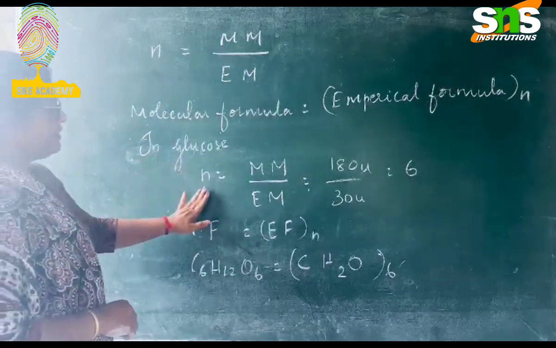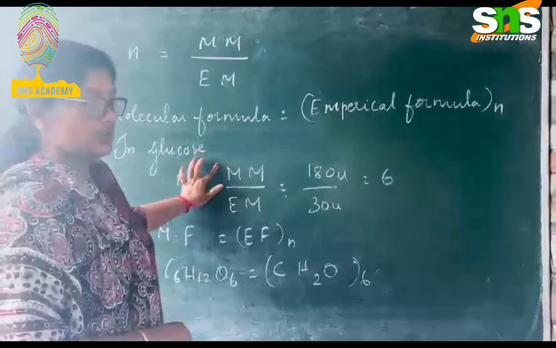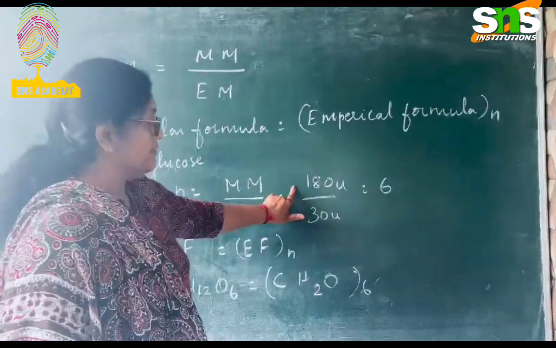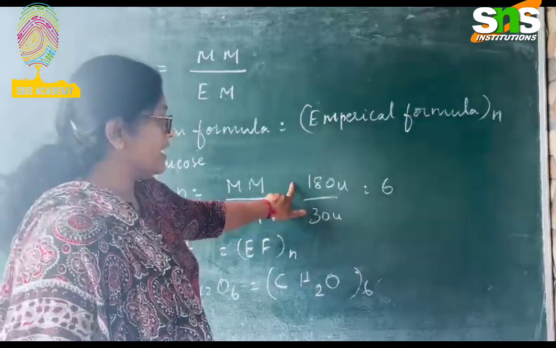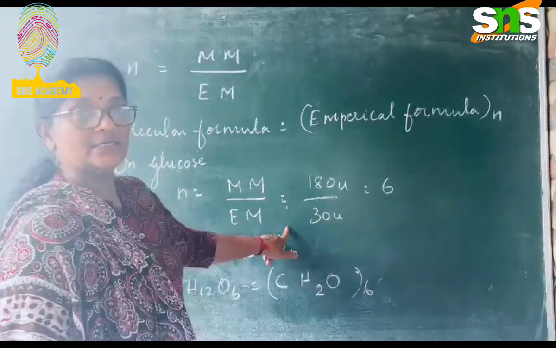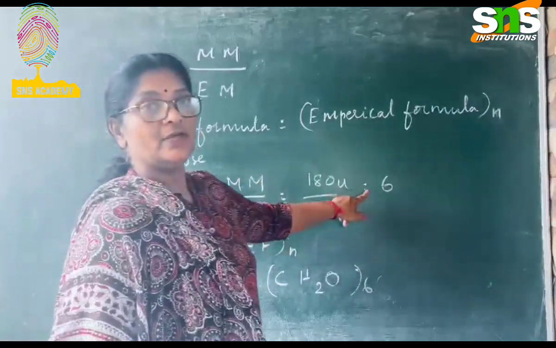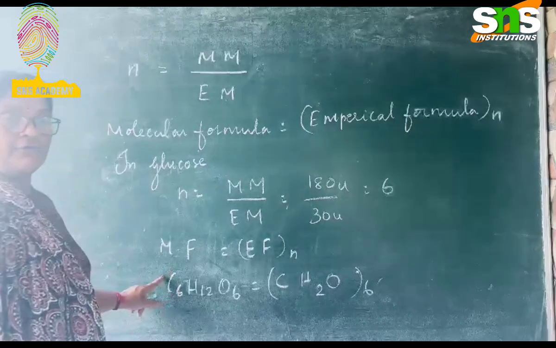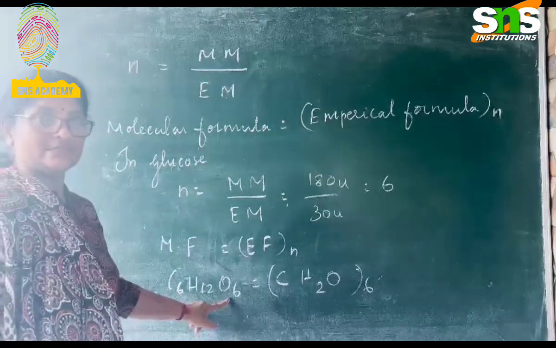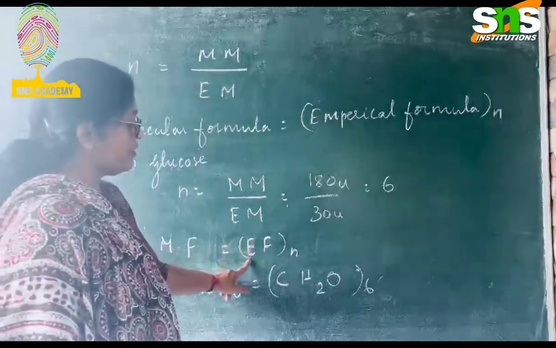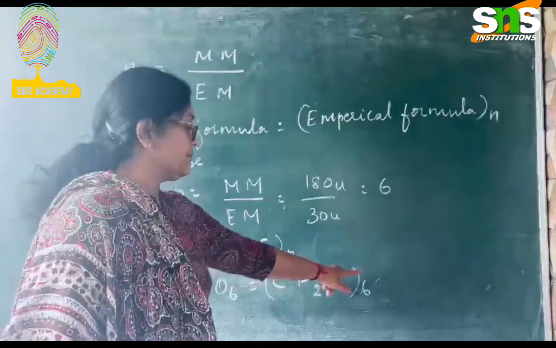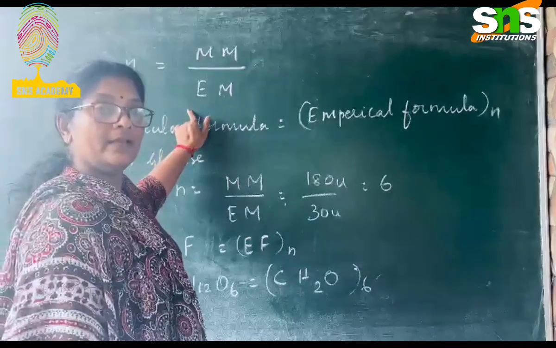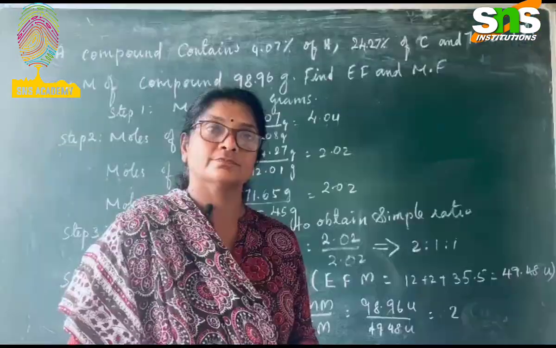Let us have a check now. In glucose, n will be equal to the molecular mass of glucose divided by the empirical mass of it. And we have already calculated the molecular mass of glucose as 180 u, and empirical mass is 30 u. So 180 by 30 will be equal to 6. n is equal to 6 for glucose, and the molecular formula of it will be C6H12O6, and that is nothing but the empirical formula CH2O multiplied by 6. So remember this concept, and it is a very important topic in basic concepts of chemistry.